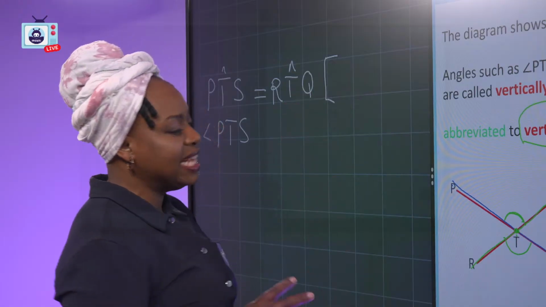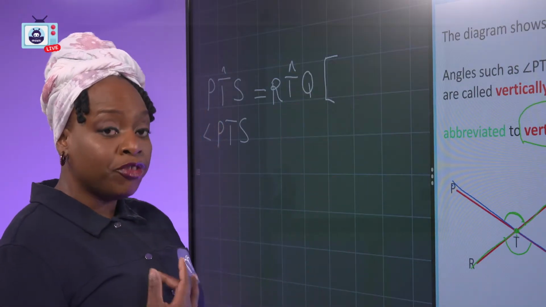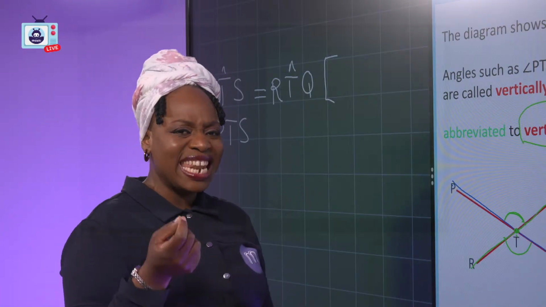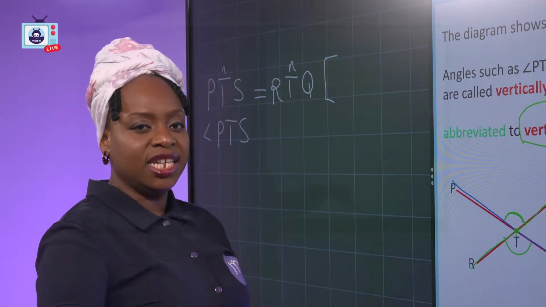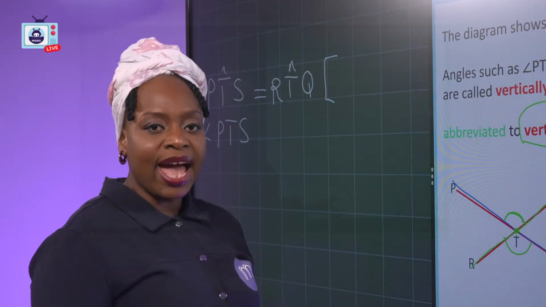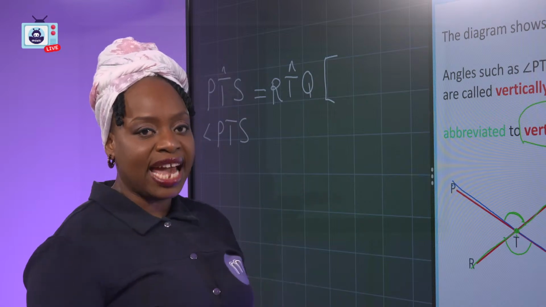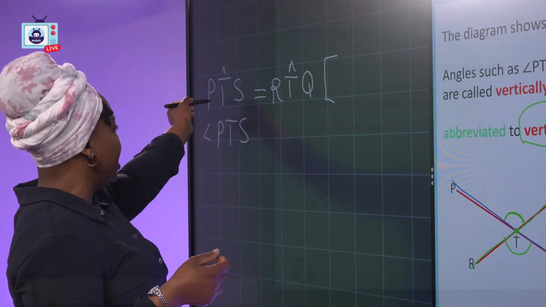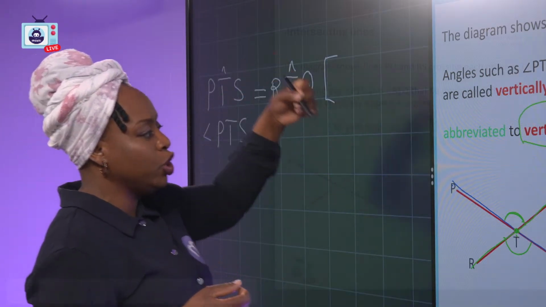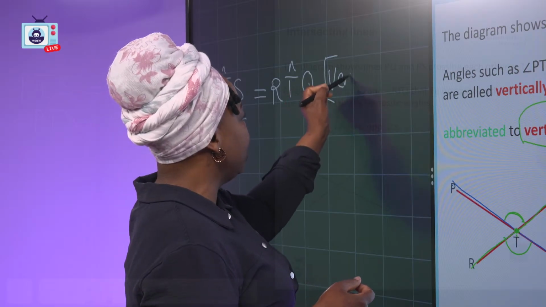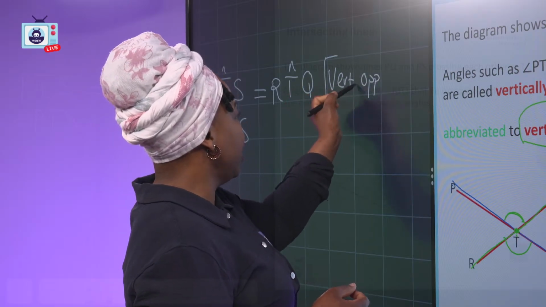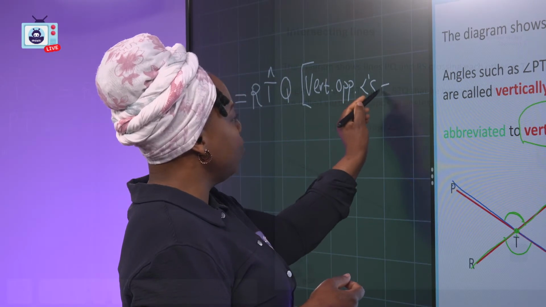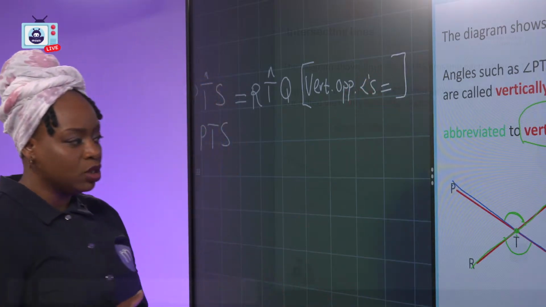Always when you write the angles in geometry from now on, up until wherever you're going with it, you always have to write the reason. Why are you saying that this angle is equal to that angle? Why are you saying that this side is equal to that side? So you always have to put down the reason. I am saying that angle PTS equals angle RTQ because I have vertical opposite angles, right? Angles that are equal.